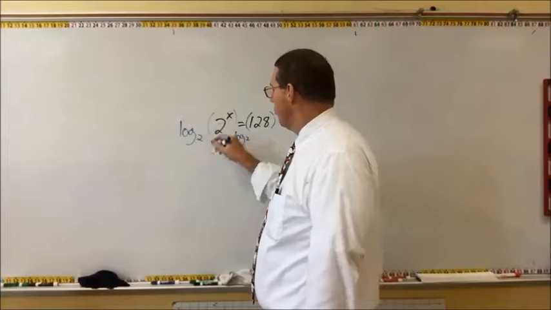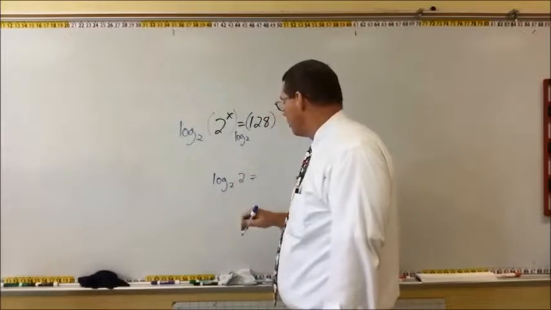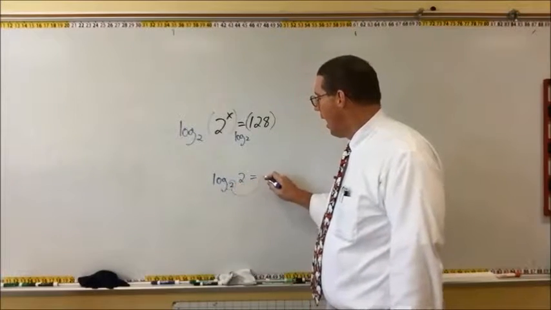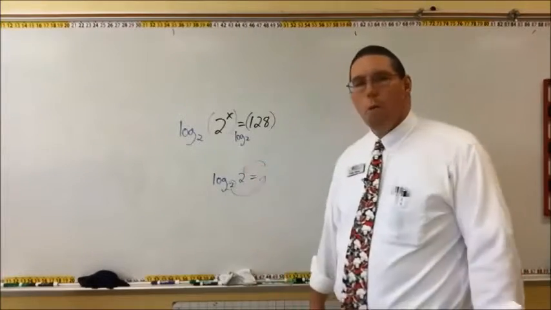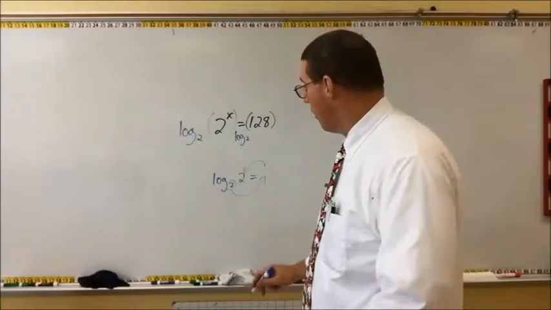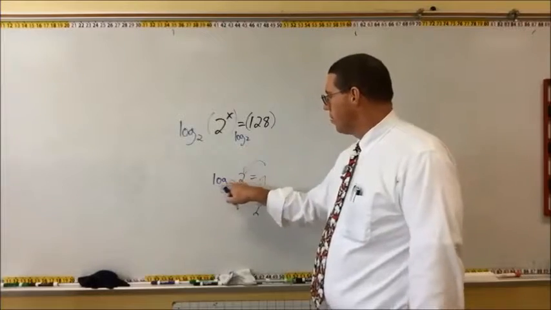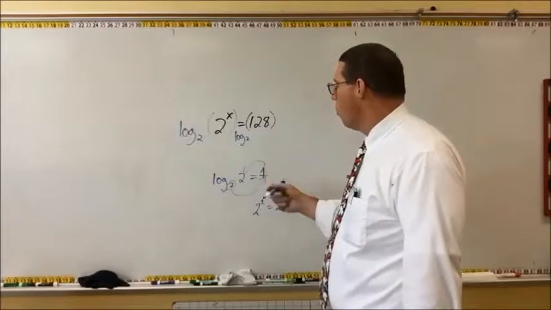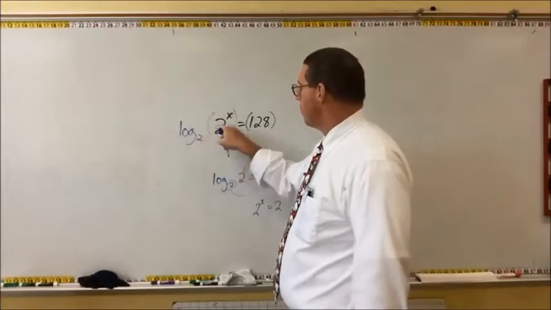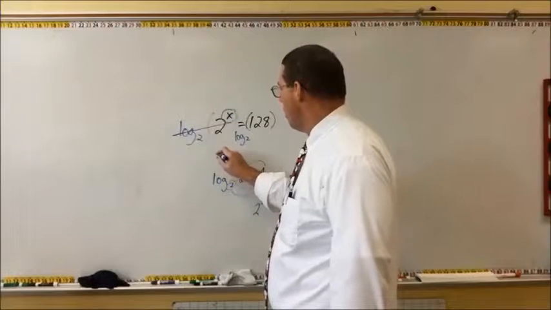Okay, log base 2 of 2. Well, what is log base 2 of 2? Based on what I just told you, this is saying 2 to some power is equal to 2. Well, 2 to what power equals 2? 2 to the first power, right? We know that 2 to the first power is equal to 2. So the answer to this, log base 2 of 2, is 1. And that basically cancels this 2.